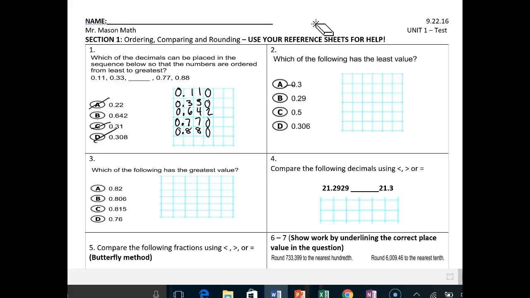Number 2, which of the following has the least value? Again, I went ahead and stacked my decimals, filling in any empty spaces in the end with zeros. So I have 2 empty spaces here, 1 here, and 2 here. So the least value, the smallest, 300, 290, 500, 306, 290 is the least value.